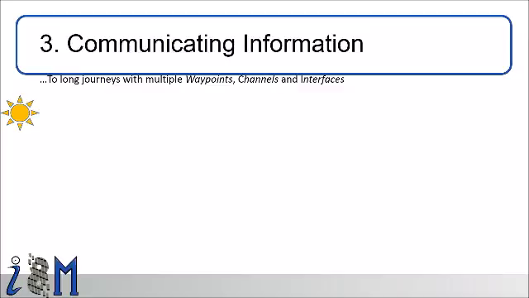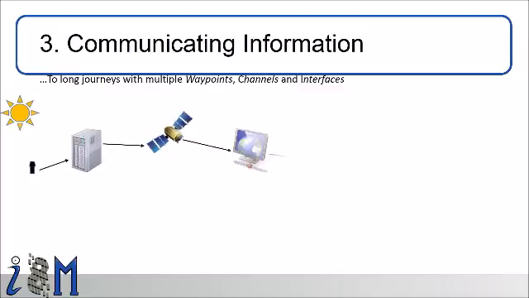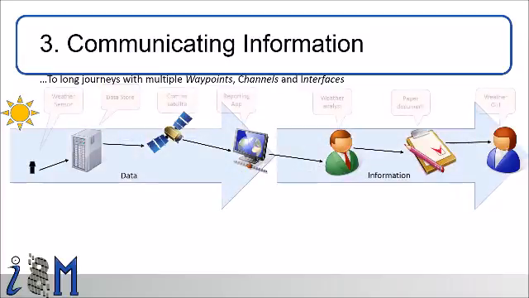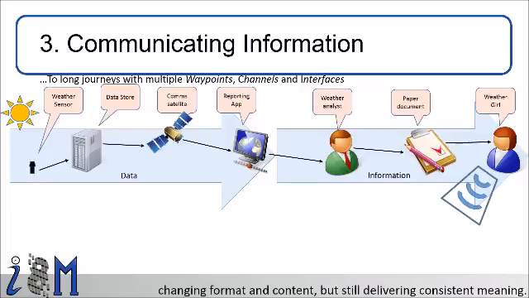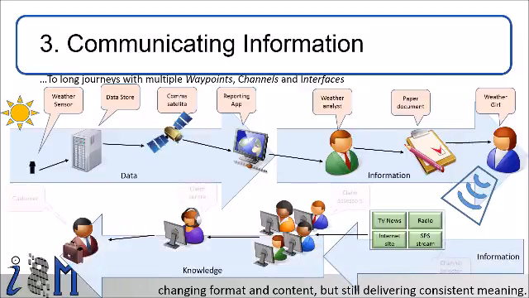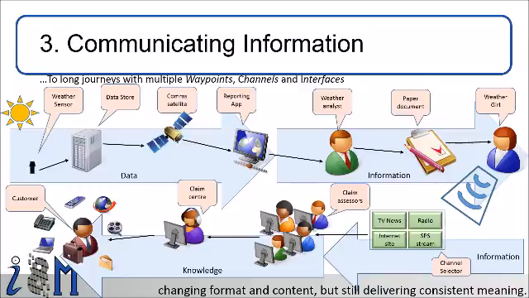Information architecture needs to take into account long journeys as well, with multiple waypoints, channels, and interfaces. So if we consider the example here of weather data being collected by a weather sensor in order to be used by an insurance company where a claim's been made for damage to a roof because of a storm, there's a significant path across different interfaces through different channels before we get to the conversation that a claim center might actually have with the customer about that weather event.